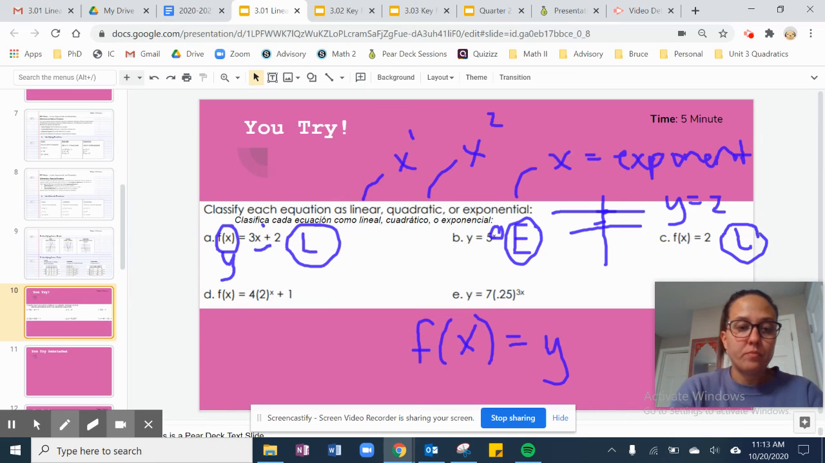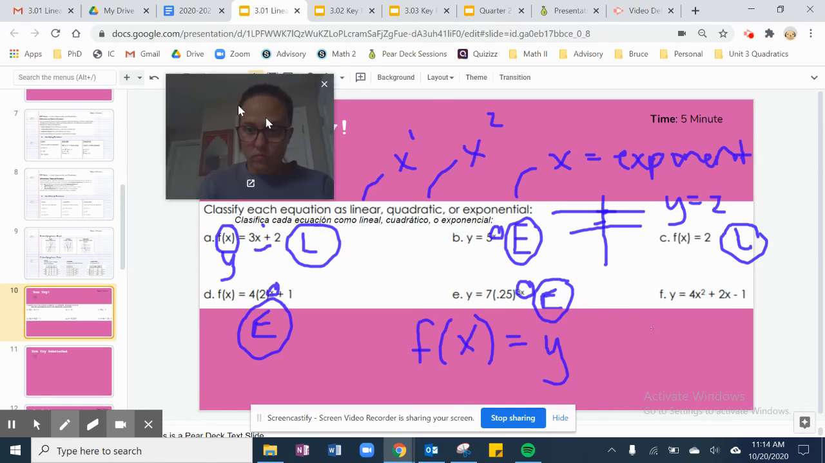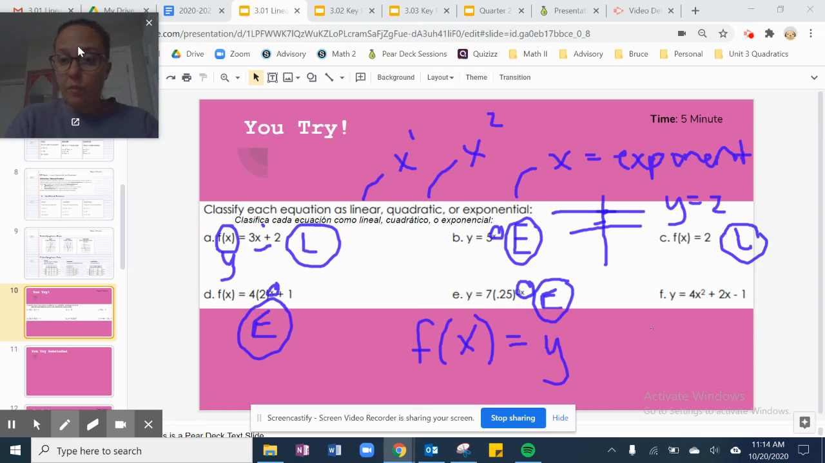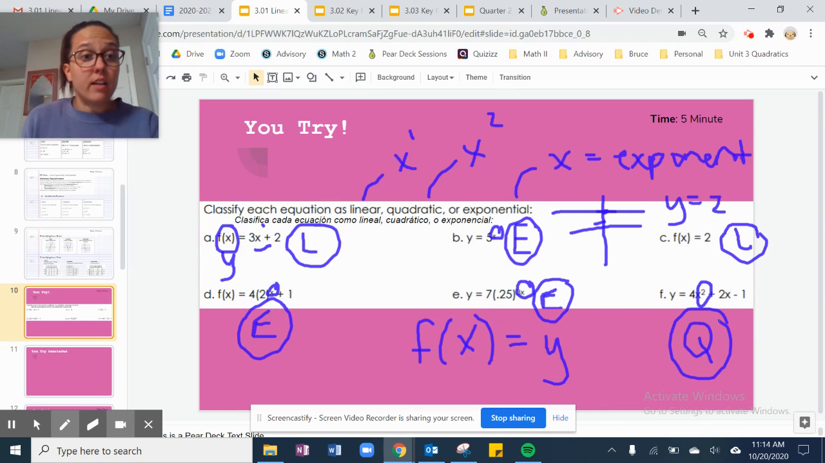I would have also accepted, though, if you had said neither, because it doesn't follow the rules that we've written down. For part D, x is in the exponent, so it's exponential. For part E, x is in the exponent, so it's exponential. And then for part F, we have an exponent of 2 attached to x, which means this is our only quadratic function that we're going to see on this slide.